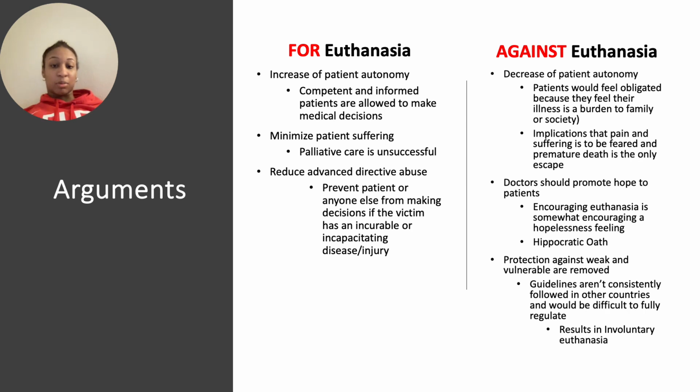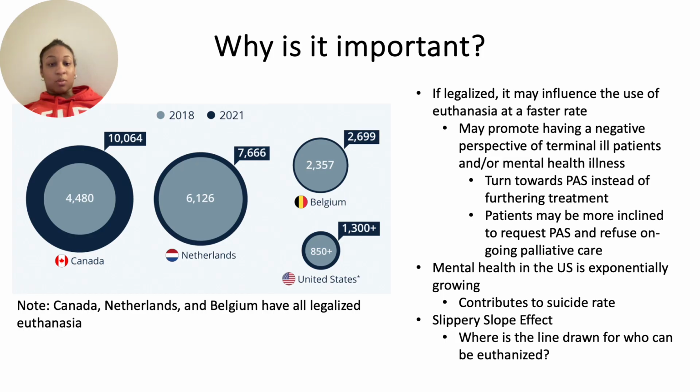The last thing that people against this would say is that it removes all protection from the weak and vulnerable. So because guidelines aren't consistently followed right now, especially in other countries, it becomes very difficult to regulate, and anybody with a terminally ill disease or mental illness could have this option if it's not regulated. And this is ultimately how involuntary euthanasia begins, because physicians are then having a lot more of the decision in it than the patient.